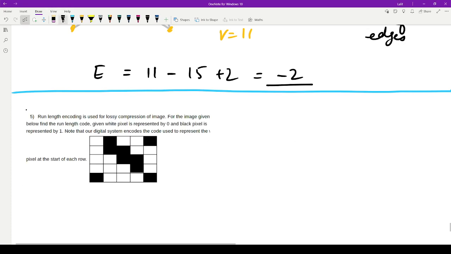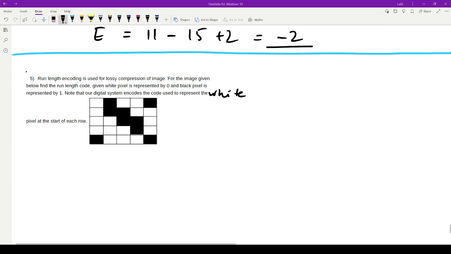Okay. So just draw. Yeah. So we'll now do the run length encoding. I just missed out a word, so I wrote it specifically here.